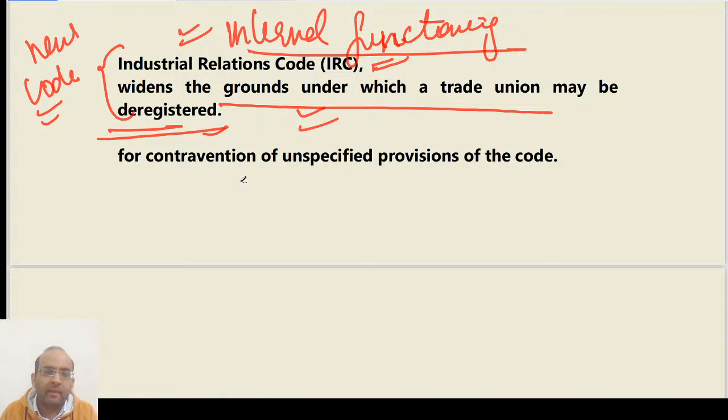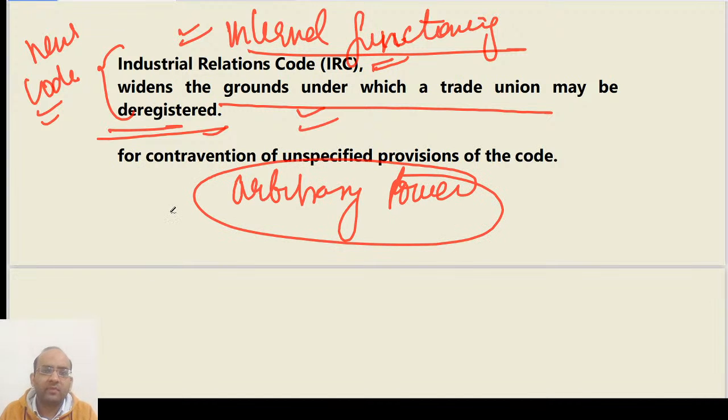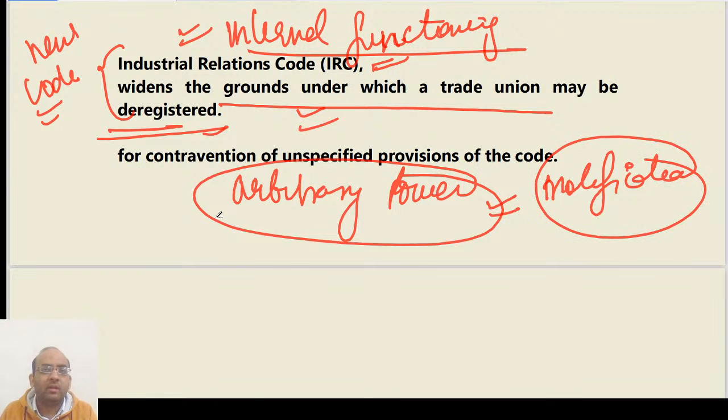So government, by using its arbitrary power, can deregister any trade union. Government has to do just one thing: it has to put it into a notification. So basically trade union rights are being taken away. They can be deregistered in one go by one pretext or another, by one excuse or another, by one reason or another. They can be deregistered, and thereby their collective rights are taken away.